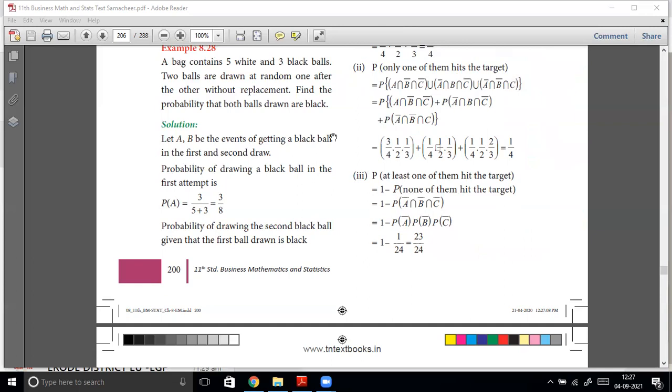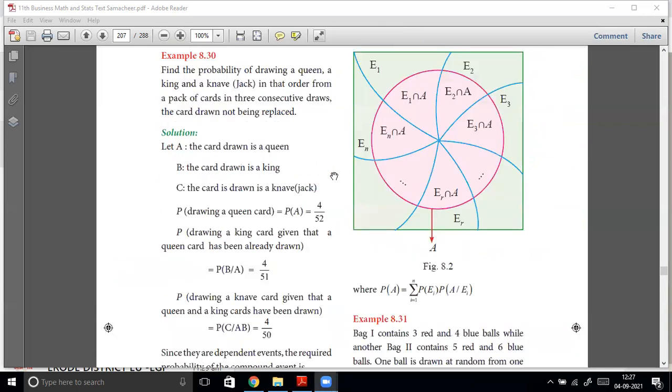Okay, let us go on with some very important ones. So we spent a lot of time there. Now again we are coming to dependent events. We'll do this problem. Find the probability of drawing a queen, a king, and a knave. Knave means jack, J. In that order, from a pack of cards in 3 consecutive draws, the card drawn not being replaced. So these are independent or dependent events? The card not being replaced is dependent events. Very good.